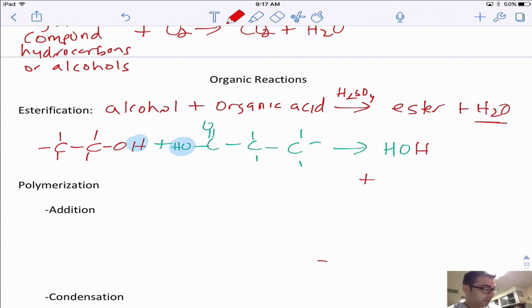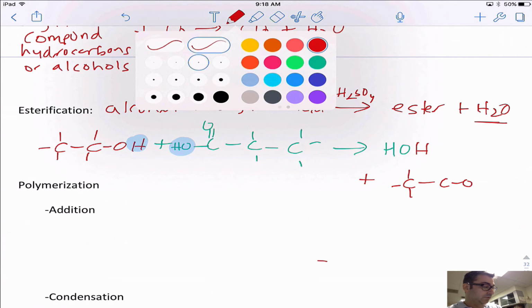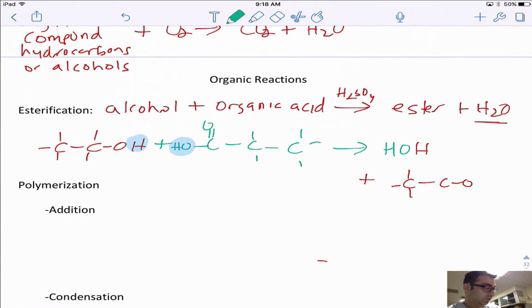So then we'll have plus our alcohol without its H, and then we'll have our acid attaching to it. And so our acid, if we go back to the color we were using, we're going to have our 3 carbons with our double bonded O. And if you look on Table R, you'll see that this is in fact an ester that he drew here.